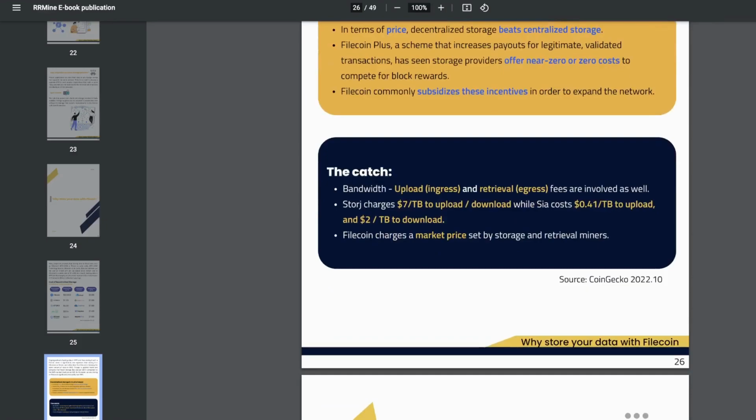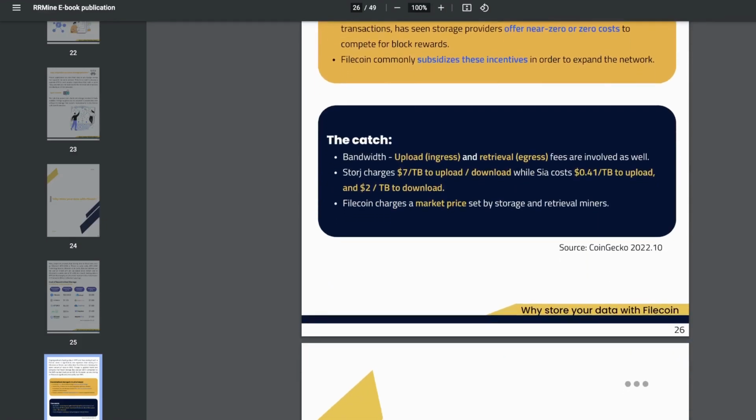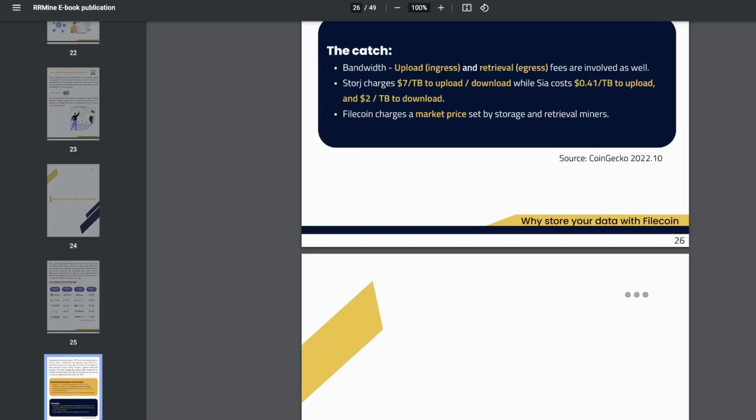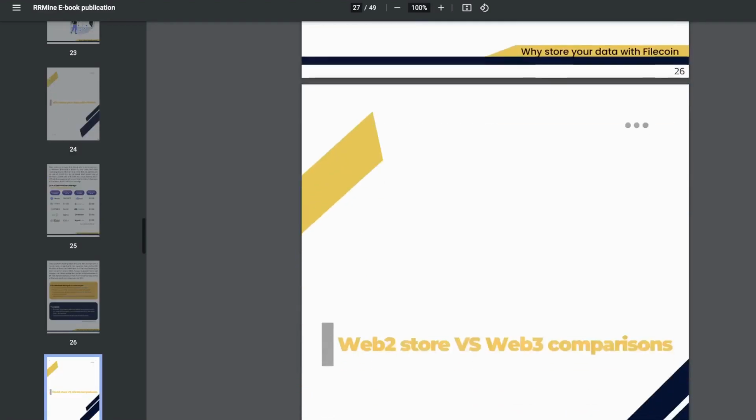Okay, the cache, bandwidth, upload ingress, retrieval ingress, fees are involved as well. Storj charges $7 per terabyte to download, while Sia costs 41 cents to upload and download. While Filecoin charges a market price set by storage and retrieval miners.